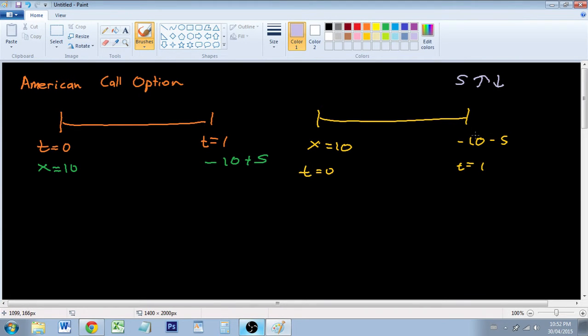The only difference between a forward rate agreement and an option is that with a forward rate agreement you have to pay that amount, whereas with the option you can choose to pay. Maybe I want to pay that amount, maybe I don't want to pay that amount.